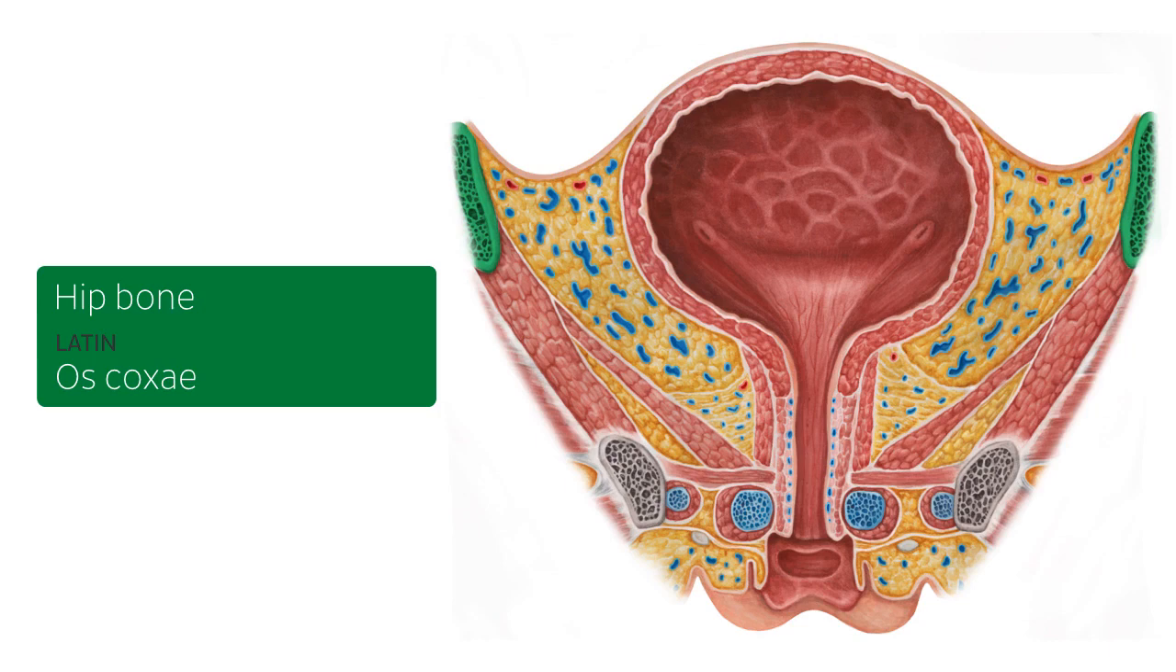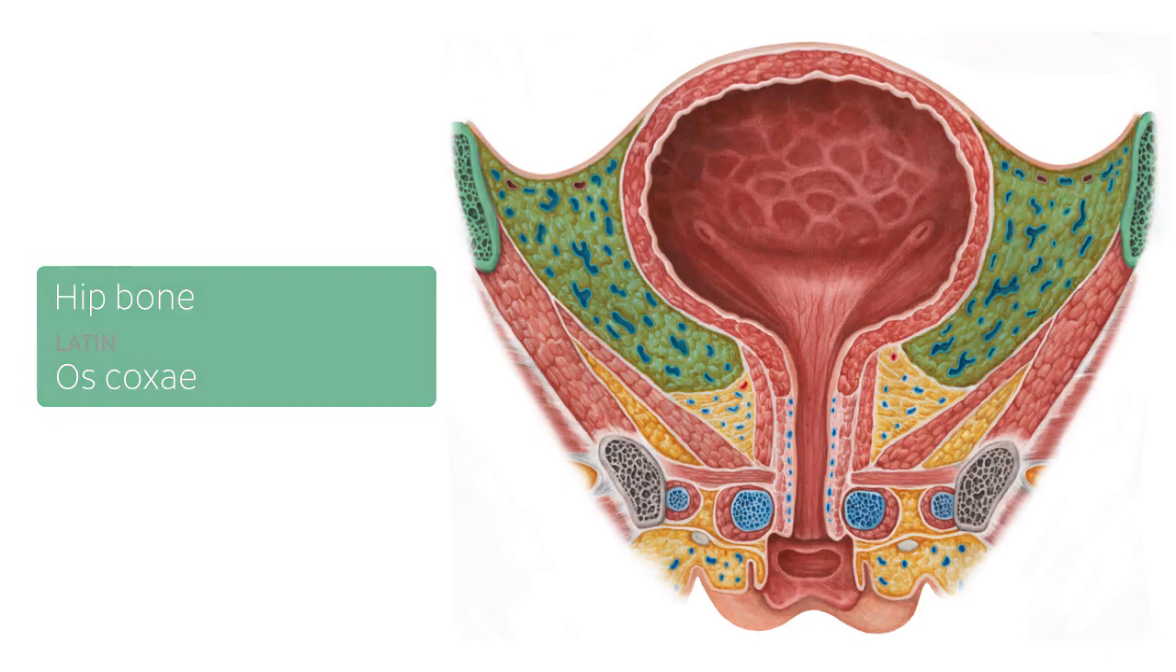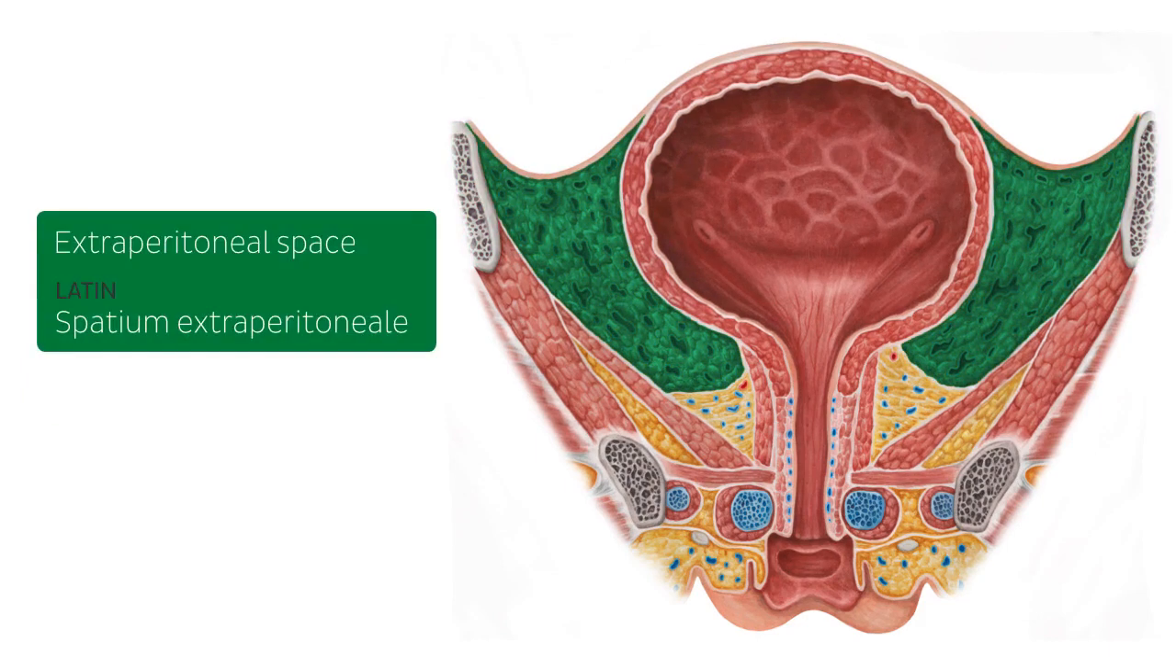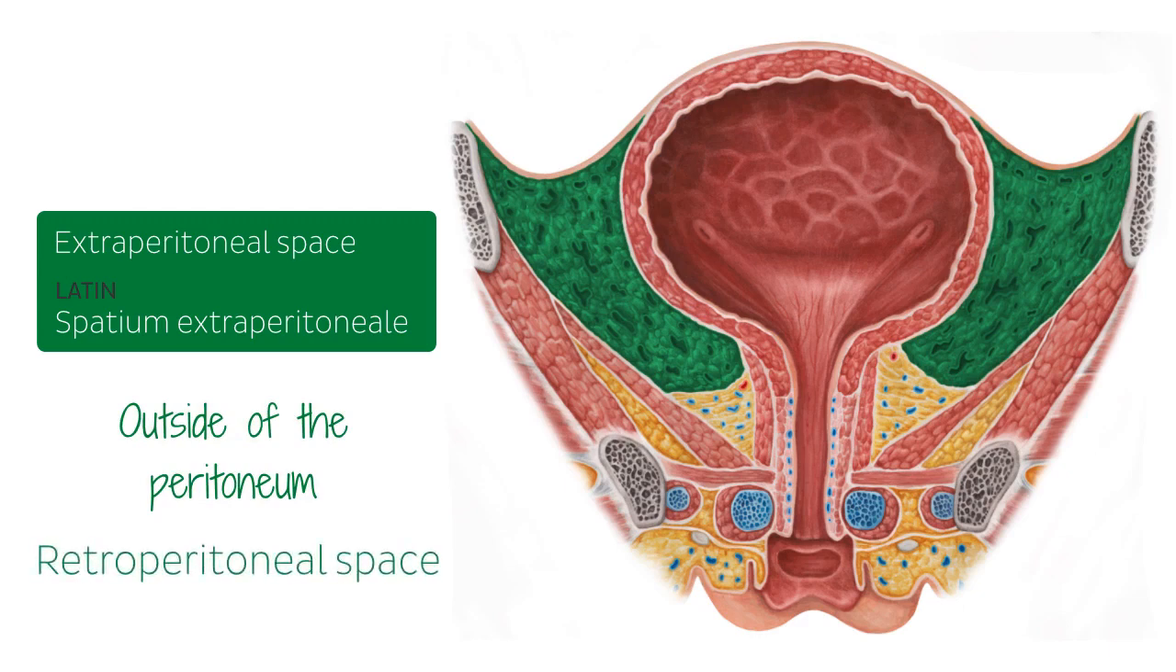Next structure worth highlighting here is known as the extraperitoneal space, that is part of the pelvis and abdomen that lies outside the peritoneum. Now this connective tissue space also includes the retroperitoneal space and the preperitoneal space.